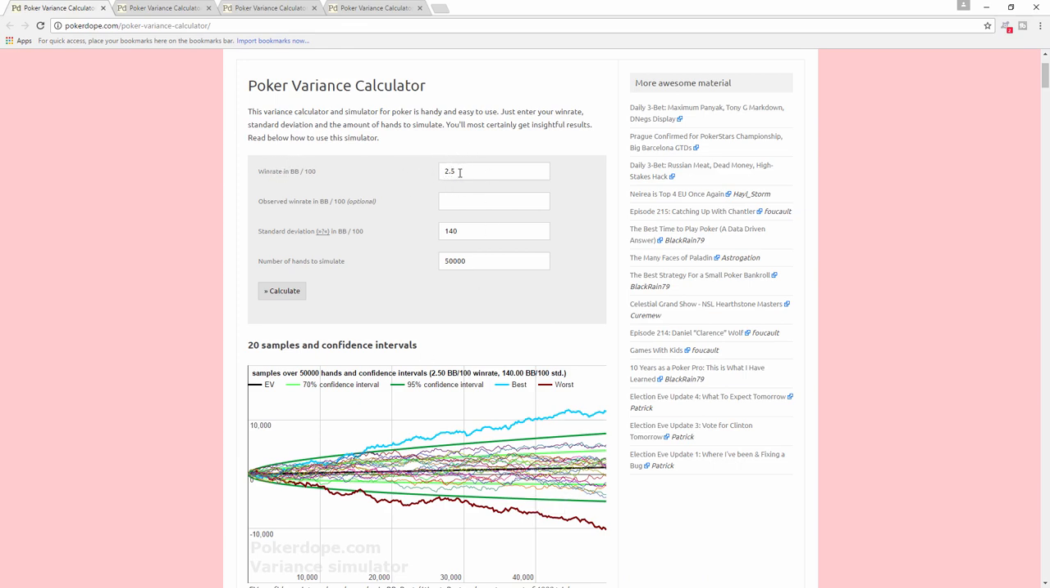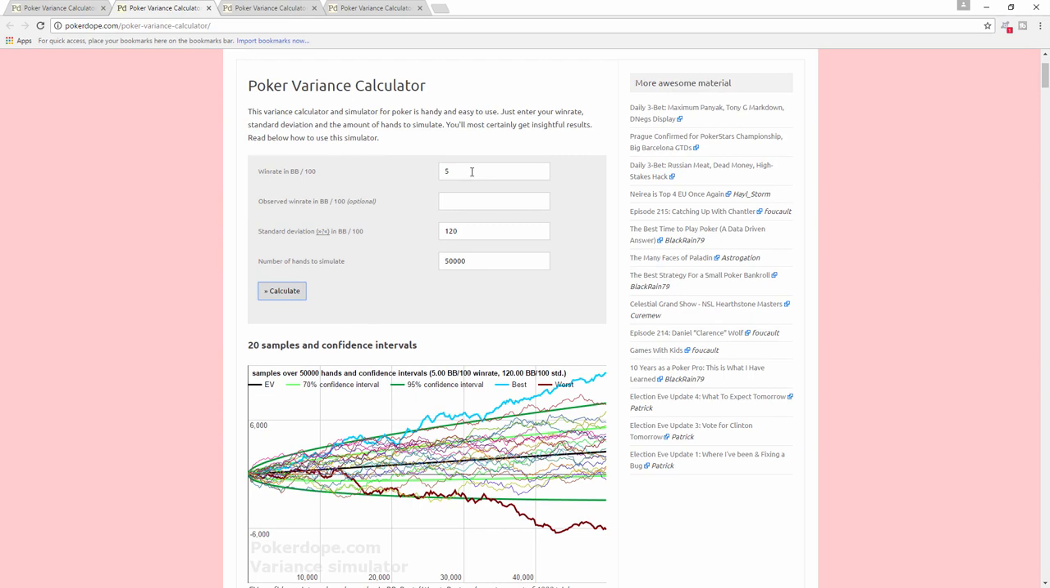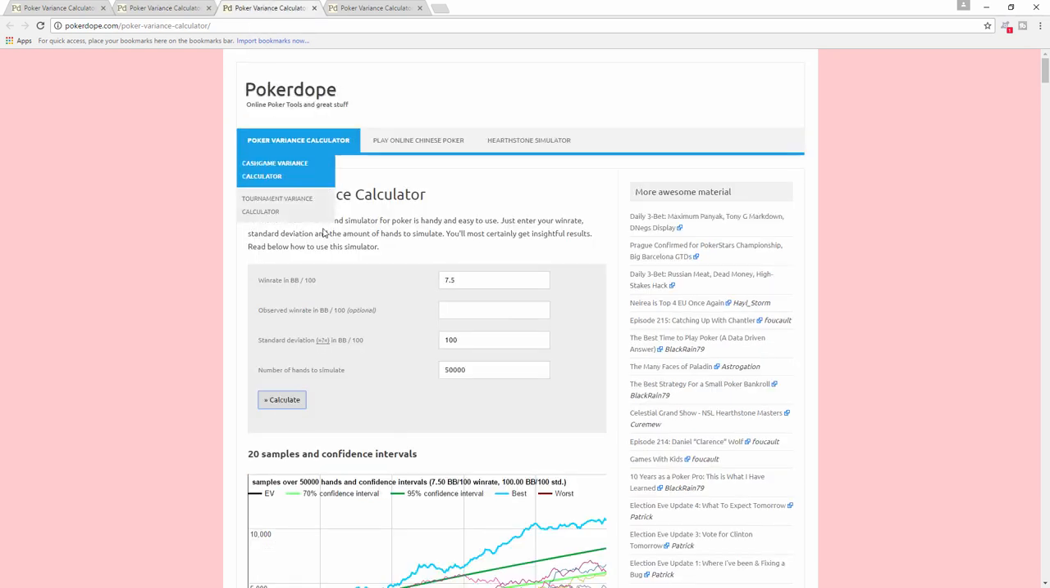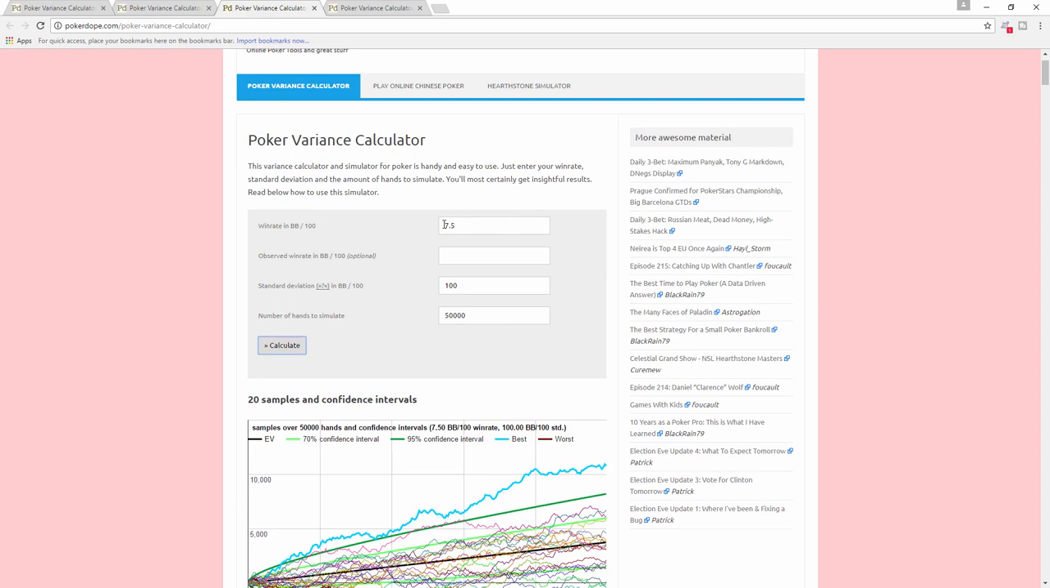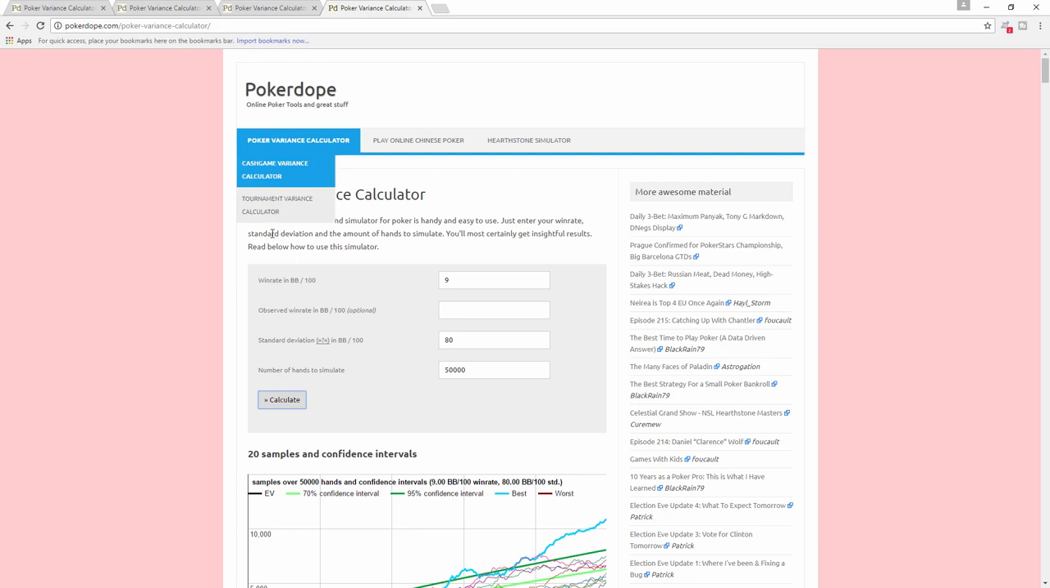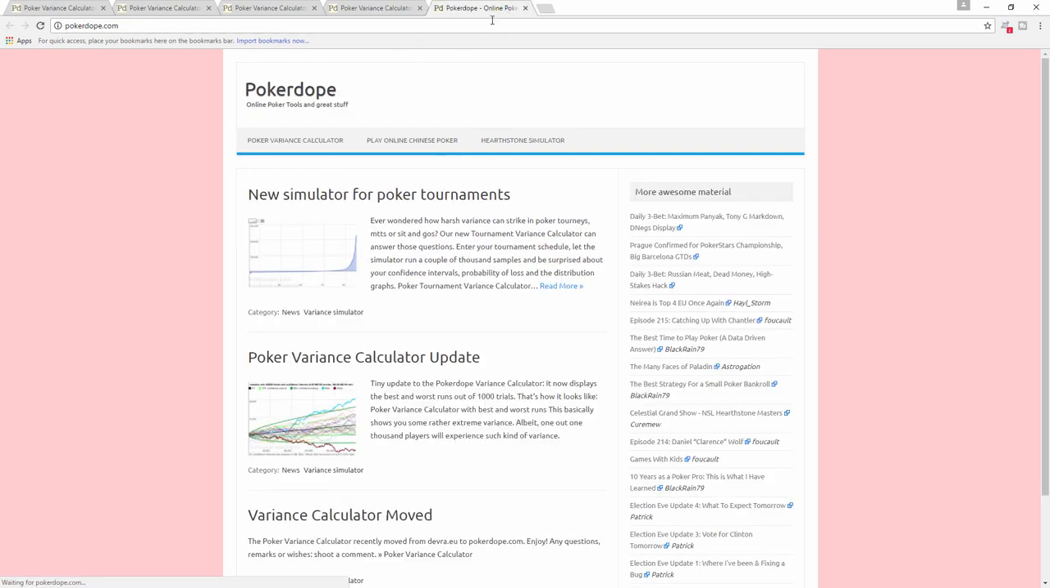we start off with a person that has a 2.5 big blind per 100 win rate with a standard deviation of 140. We then go to somebody that has a win rate of 5 BB per 100 with a standard deviation of 120. We then go to a person that has a win rate of 7.5 BB per 100 and a standard deviation of 100. And then we go to a person that has a win rate of 9 BB per 100 with a standard deviation of 80. And I could even take this up a notch one more. Let's actually go a notch one more.